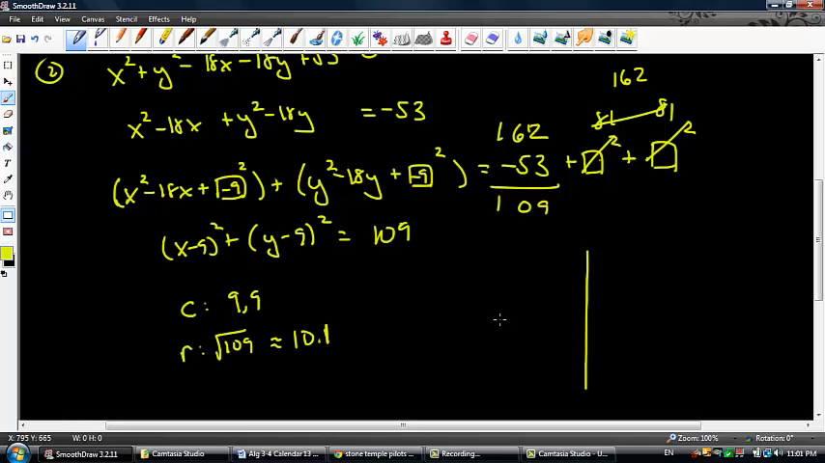So let's graph this thing. I'm going to scale by twos because we're not going to have enough space. 2, 4, 6, 8, 10, 12. My center's at (9, 9), so 2, 4, 6, 8, 10, a little bit before that. I'm going to move out 10 in each direction. So 2, 4, 6, 8, 10 is about right here. Same thing this way, and 2, 4, 6, 8, 10 going this way.